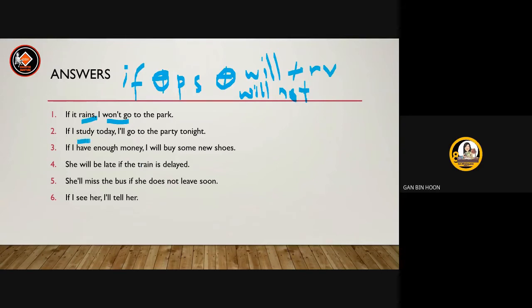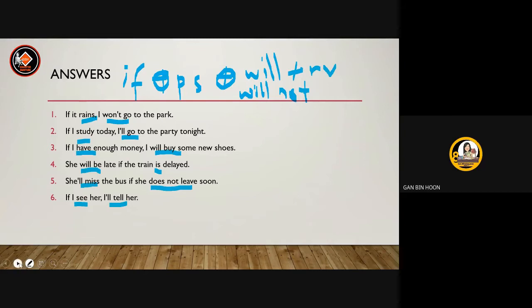If I study today, I will go. If I have enough money, I will buy. She will be late if the train is delayed. Next, she'll miss the bus if she does not leave. If I see her, I'll tell her. Okay, good. So now you are looking at something a bit harder.